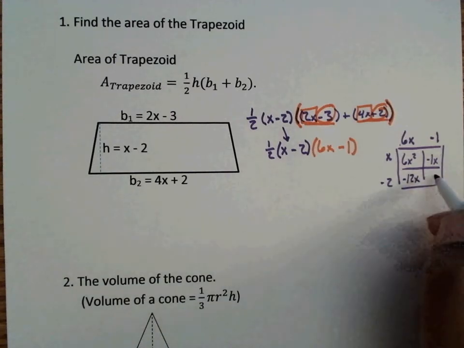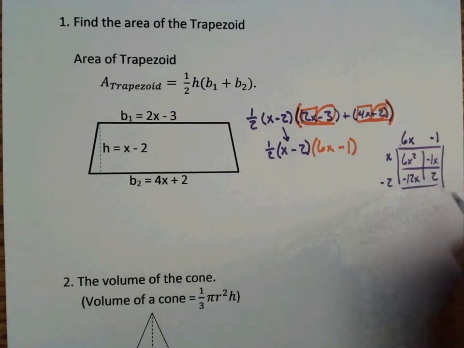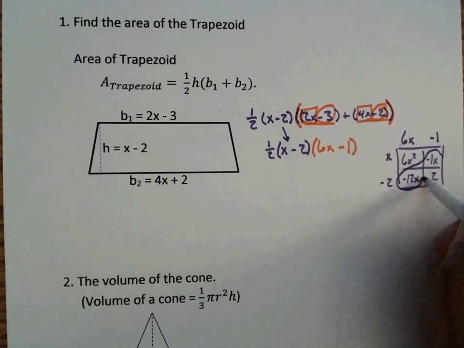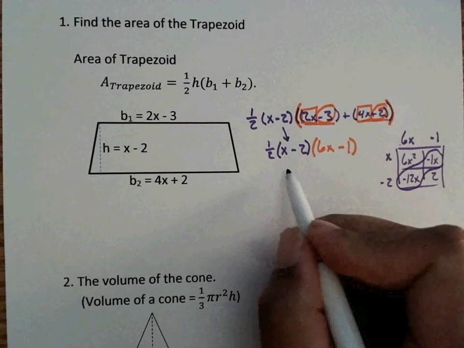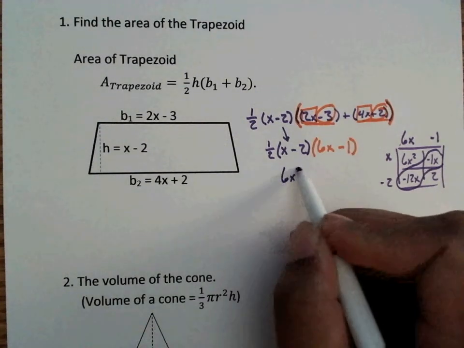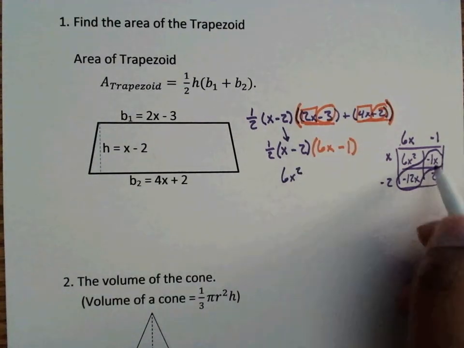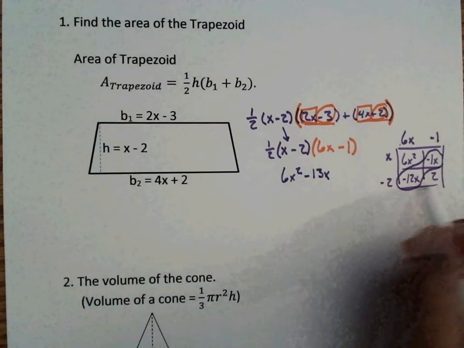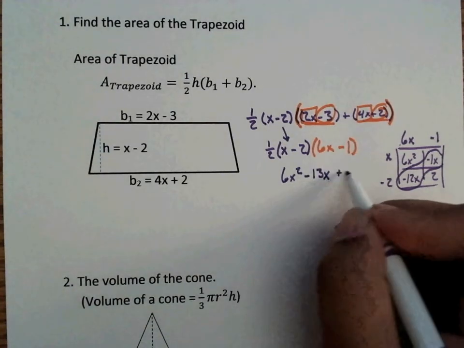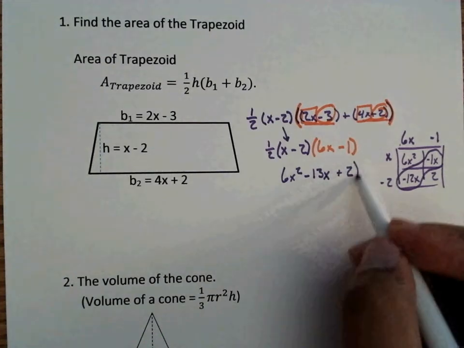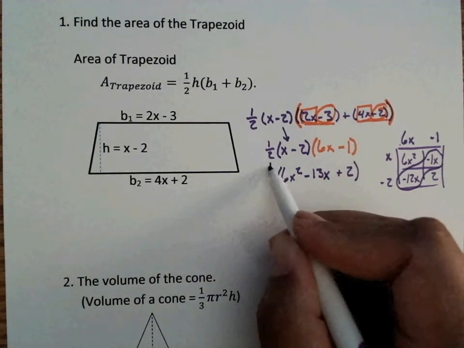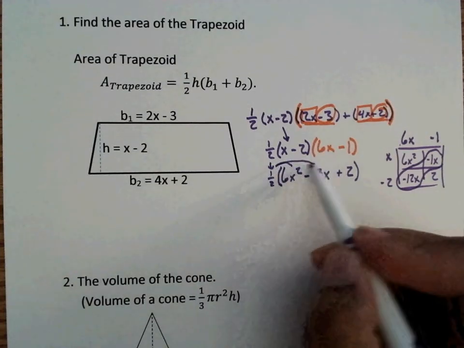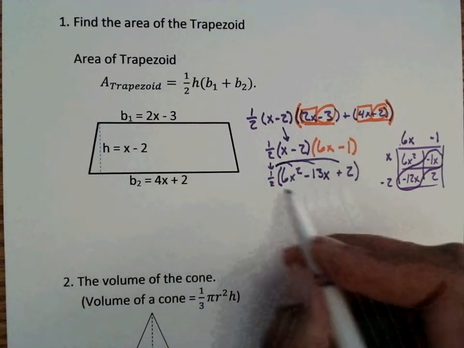And we have a negative negative, positive. 2 times 1 is 2. We do have a like term, so we have negative 1x and we have negative 12x. So this gave us 6x squared, negative 12, negative 1, minus 13x. And then we have a plus 2 here. And the thing that we cannot forget is that we still have that 1/2. So we're going to distribute the 1/2 to all three terms.